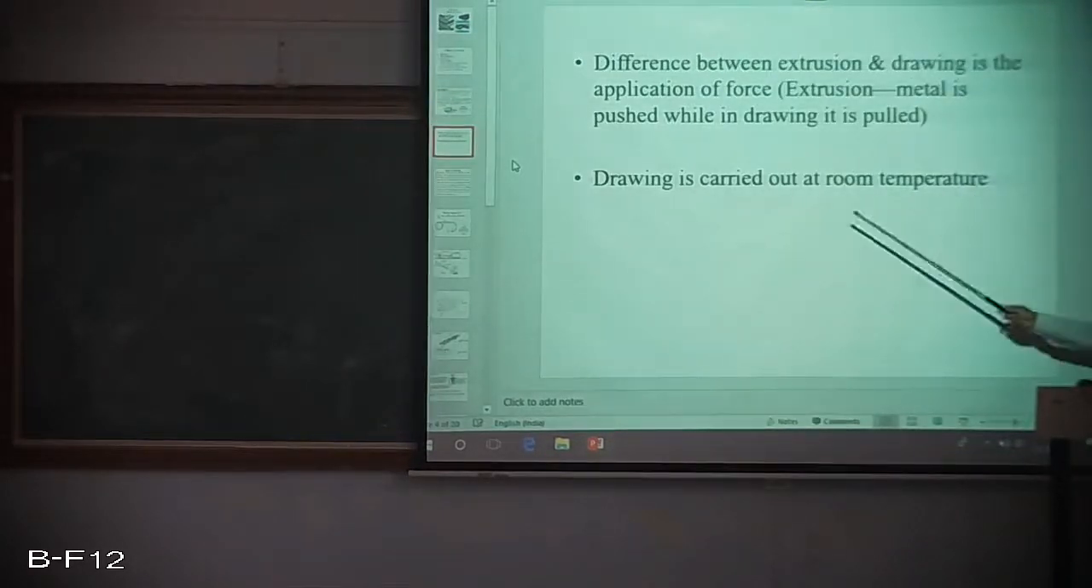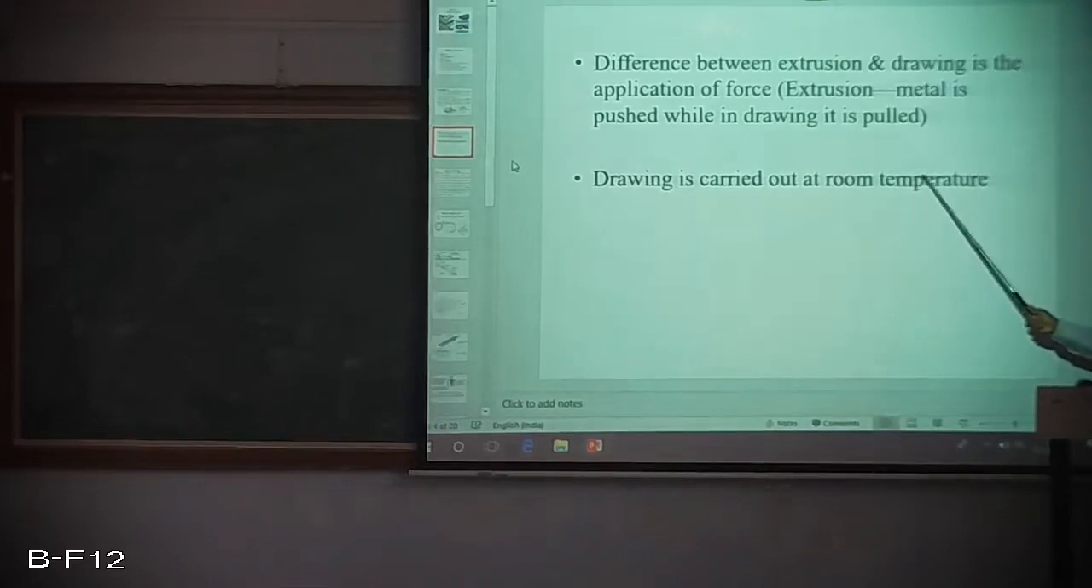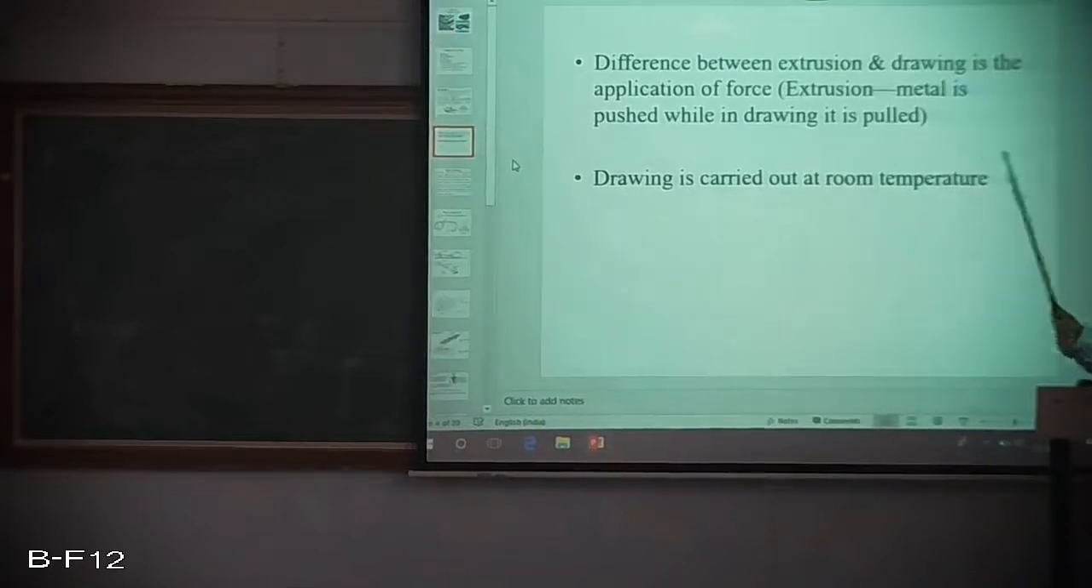So that's what I was saying. Drawing is carried out normally at room temperature. It is not carried out at higher temperature because it is a finishing operation. It is a secondary operation or finishing operation.